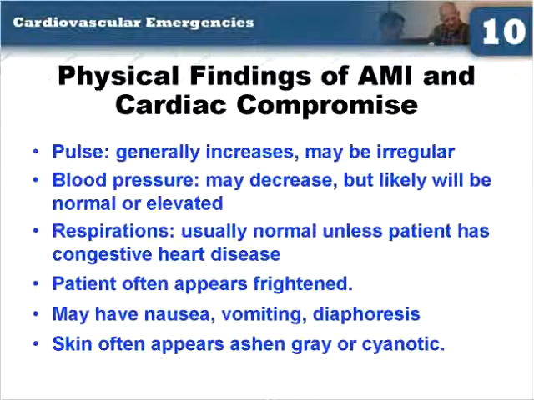All right, some physical findings that you may have with an AMI and cardiac compromise. Your pulse, they're going to generally be increased and may be irregular, okay? Remember what I said, I've touched on this over and over again, okay? We grab our gadgets as quick as possible, okay? So you grab that pulse ox, you're not going to know whether or not that pulse is going to be irregular or not just because you throw that, okay? We can see that on a monitor if we had it, but with that pulse ox, you're not going to be able to see that. Remember, grab a hold of that wrist and see what you have.